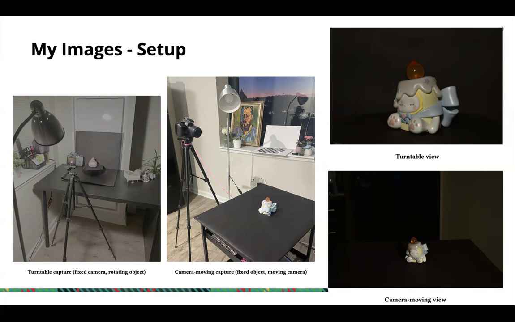Meanwhile, in the camera moving capture, the object stays fixed while the camera moves around it, and this better matches the standard multi-view stereo assumption of a static scene observed from multiple viewpoints. And in my experiments, it produced cleaner fused meshes. However, it is still sensitive to practical issues like motion blur, lighting changes, and uneven viewpoint spacing, which can reduce the overlap and lower the multi-view confidence.